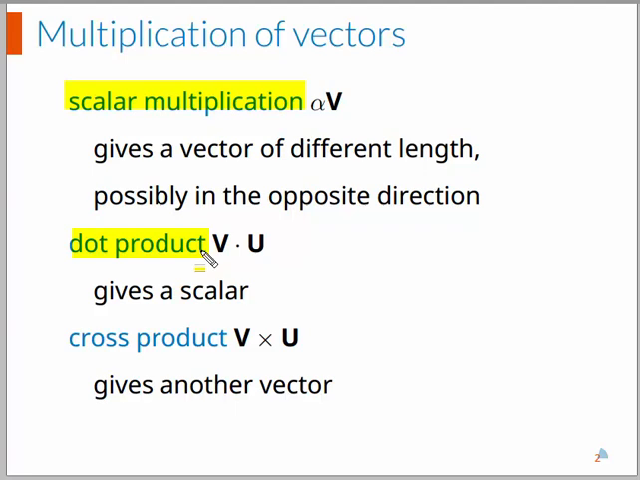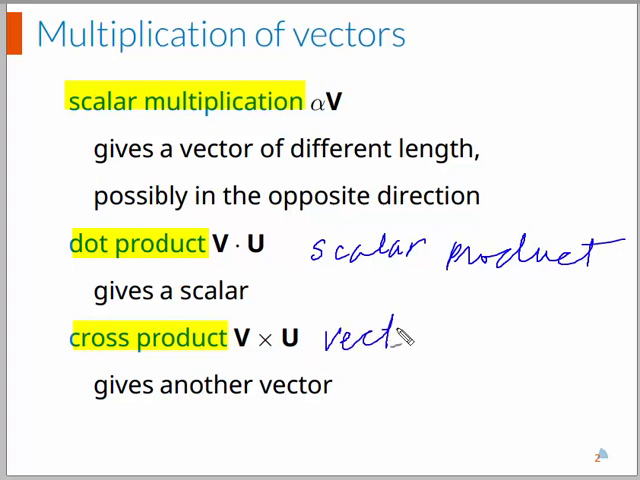The result of a dot product is that 2 vectors subjected to the dot product end up being a scalar. The result is a scalar. The other way to multiply 2 vectors is the cross product, and the result of the cross product is another vector. For these reasons, the dot product is sometimes called the scalar product, and the cross product is called the vector product.